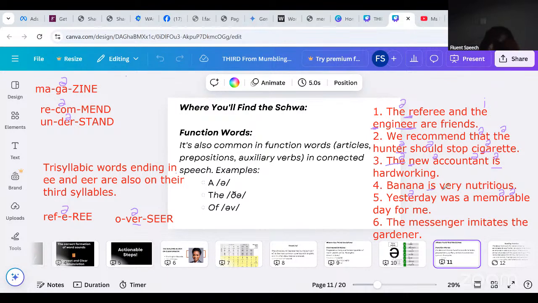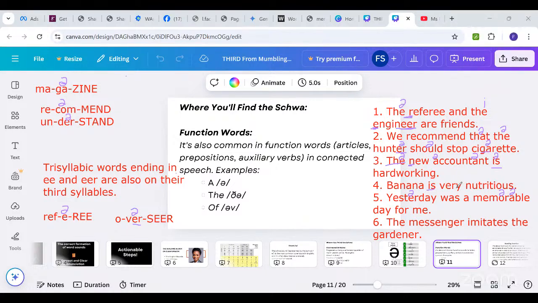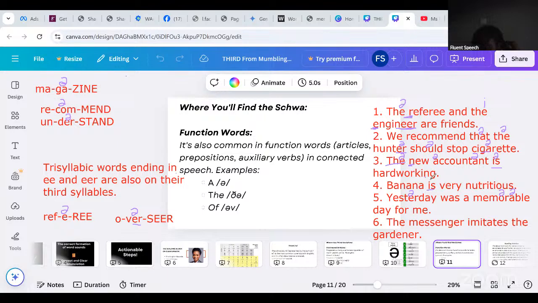So "very" is the content word. If I come and say "banana nutritious", you'd have an understanding. But if I come and also say "banana very nutritious", you'd have a better understanding. Okay. So the only function word we have in number 4 is "is". So we can change it into a schwa. So please read the sentence again. Pay attention to all the schwas in this sentence.